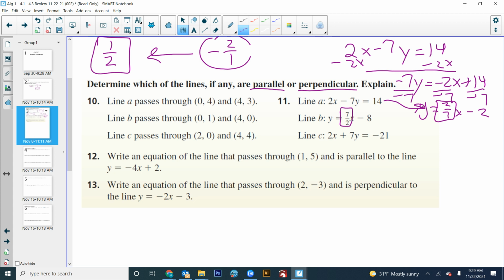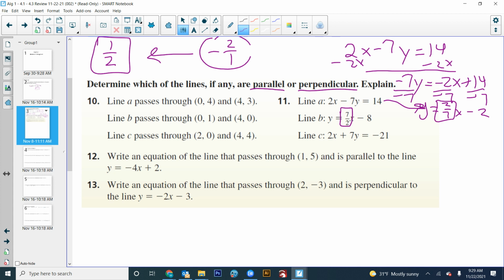We know they're not parallel. Are they perpendicular though? No, they're not opposite. One has to be negative. So A and B are neither to each other. They're just going to intersect somewhere because they have different slopes. All right. How do I solve this one?